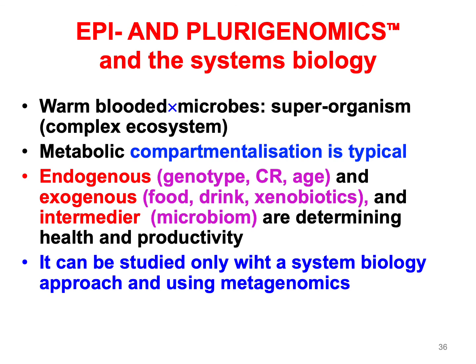What are the influencing factors? The mentioned endogenous and exogenous. Endogenous, genotype, circadian rhythm, age; exogenous, food, feed, drink, xenobiotics; and intermediate, the microbiome, are determining health and, in case of animals, the productivity. And all these can be studied only with the system biology approach. And in the system biology approach, the metagenomics may have a very important role.